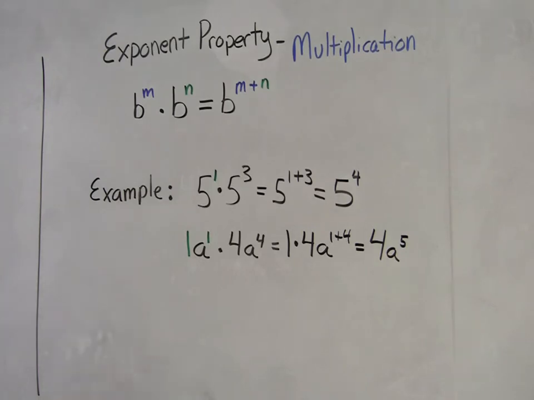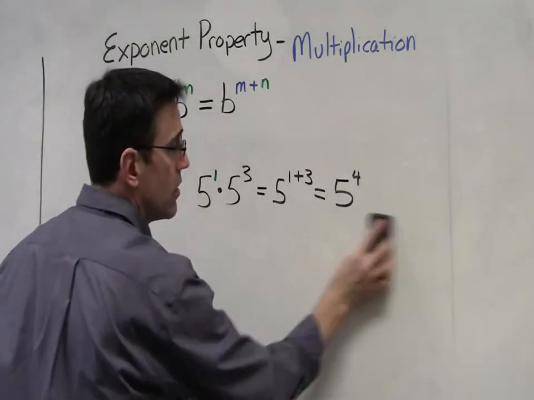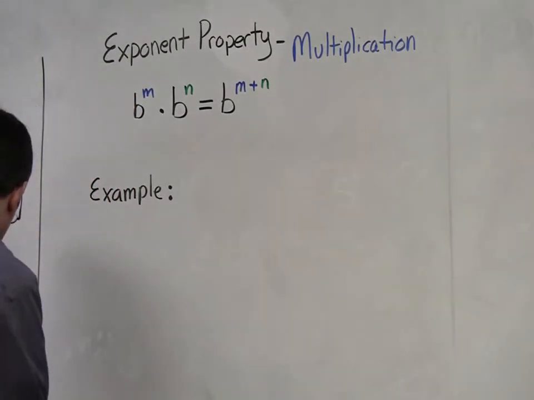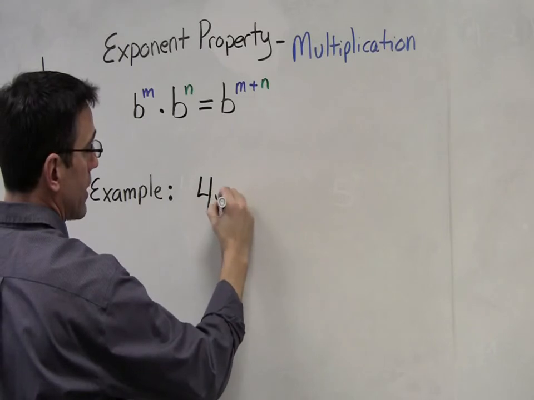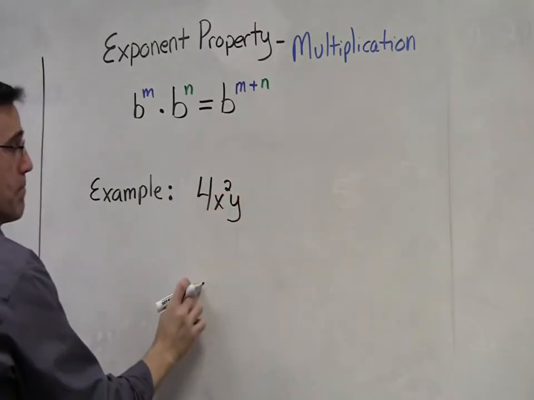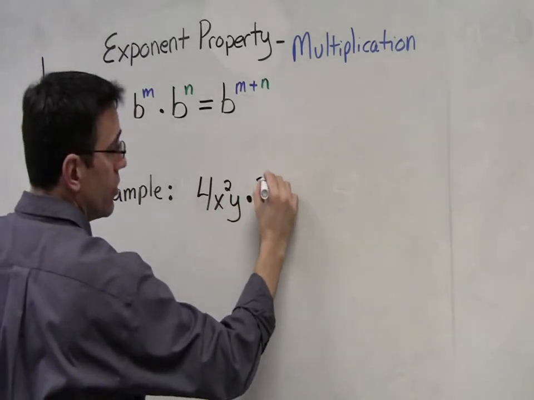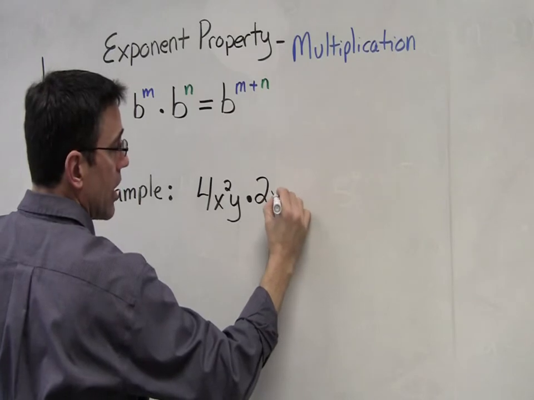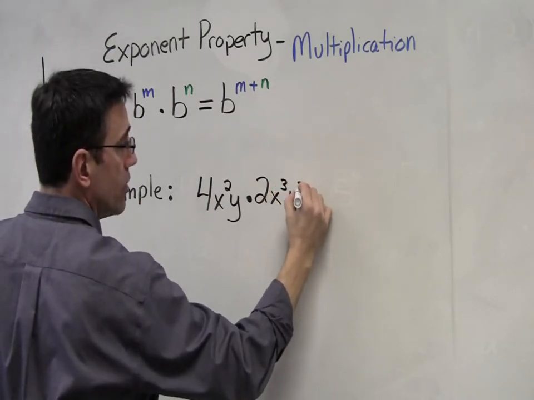So hopefully this is sinking in and you're looking at your paper and saying, oh, this is pretty easy, I can do all this. So let me give you one more. This will be as hard as it gets for what you're working on. I'm going to say 4 times x squared times y, all written together means times, times 2 times x to the third y to the 2.